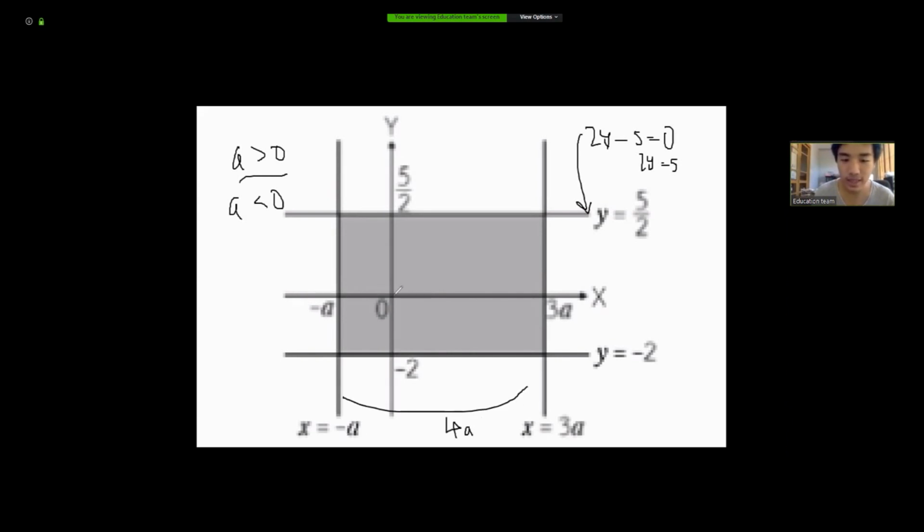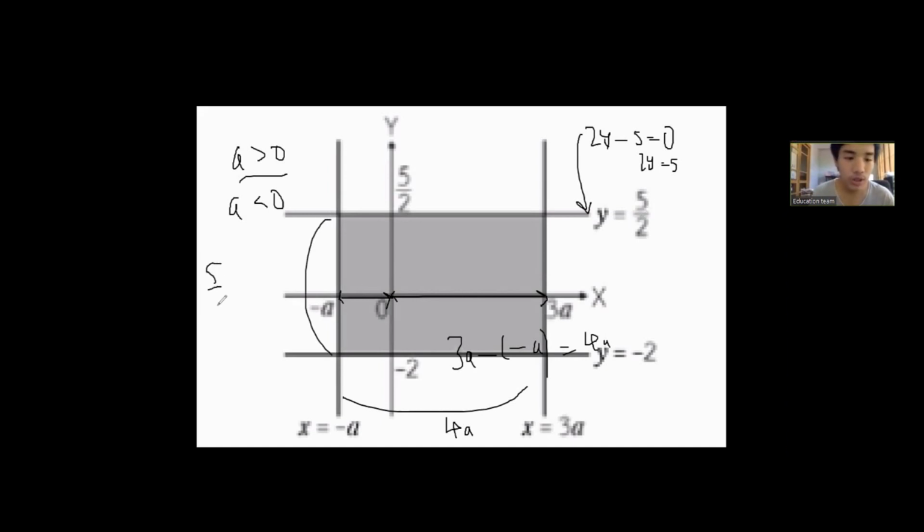It has a length here of 4a. You're thinking it's 3a from this to this, that's 3a, and from minus a to 0, that's a. You can also think of it as 3a minus a. If you want to find the distance between 3a and minus a, it's 3a minus minus a, which would give you 4a.